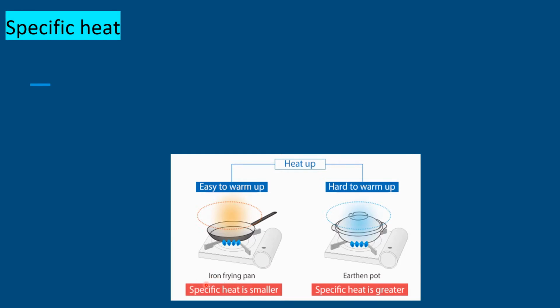So specific heat is a property of a substance which determines how much heat would be required to increase the temperature. So if specific heat is smaller, that means less amount of heat will be required to increase the temperature, and hence the iron pan has a smaller specific heat and it is very easy to warm up. However, in the earthen pot the specific heat is very large. So since it is large, it means that more amount of heat is required to warm this earthen pot, and hence it is very difficult to warm up.